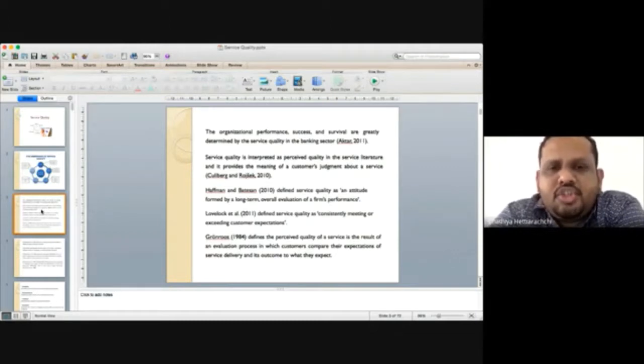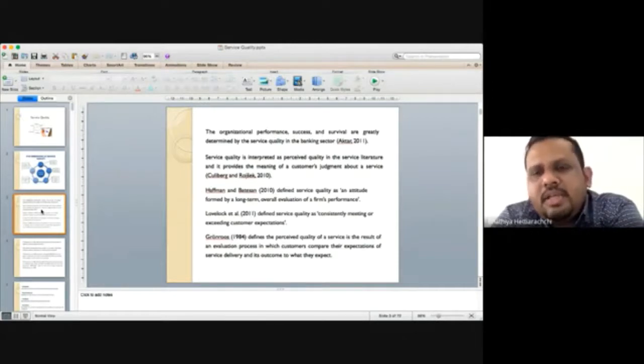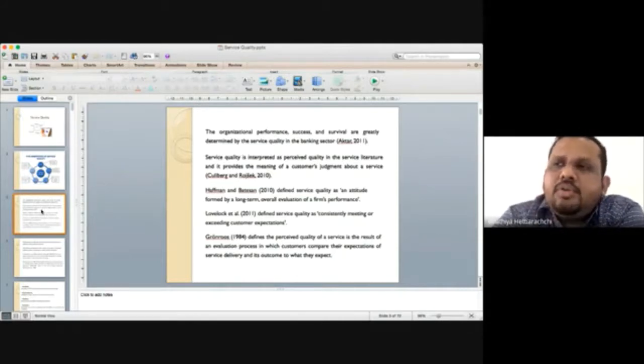I have looked at some research done in this area. Akta says that organizational performance, success and survival are greatly determined by service quality in the banking sector. This is what he found in his research on the banking sector, which is really true. If you look at the banking sector, what sometimes drives customer relationships is not the product, because obviously there is no major difference between the products, and not the pricing. There are no major critical differences, but the real differentiator is the service quality. If the service quality is high, you can have a real competitive advantage rather than trying to fight with product, price, place, promotions, right?